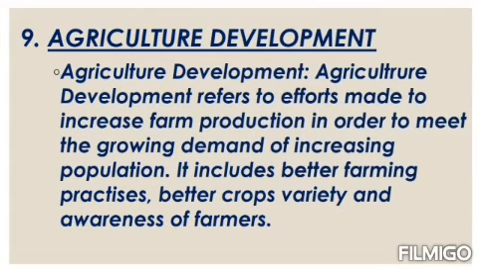The next one is agriculture development. Agriculture development refers to efforts made to increase farm production in order to meet the growing demand of increasing population. So please underline this line. What is agriculture development? It refers to efforts made to increase farm production in order to meet the growing demand of increasing population. It includes better farming practices, better crop varieties and awareness of farmers.